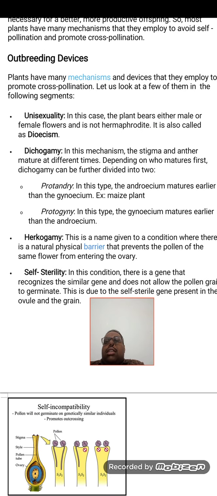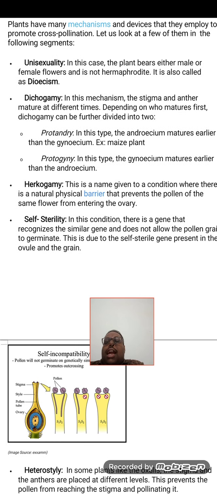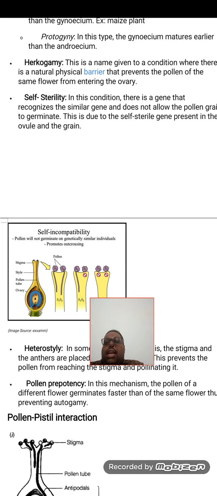And in some conditions, natural barriers prevent the pollen grains, that is hercogamy. And after all this, other things you can go through, it is not much important. Self sterility means in those conditions genes are unable to recognize the pollen grains when they come and stick on the stigma.